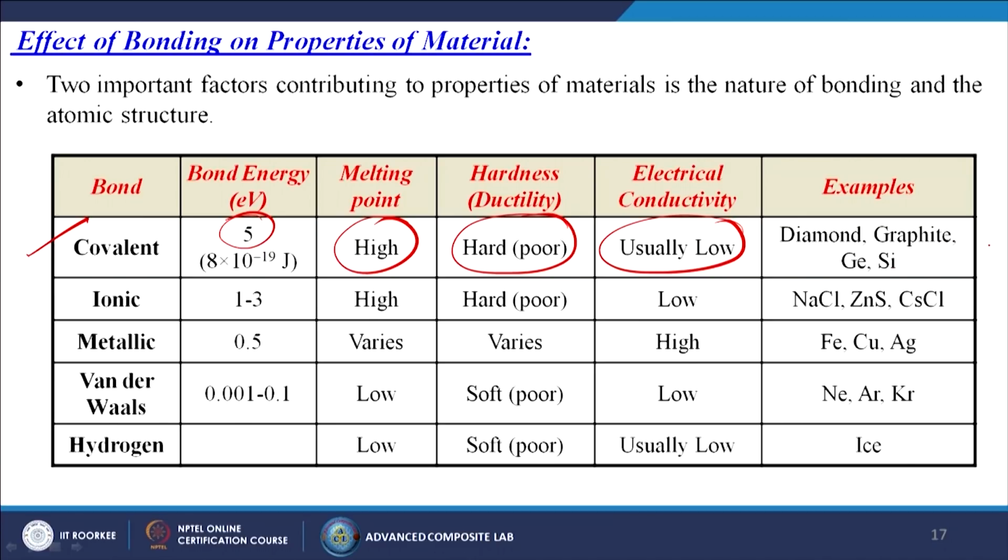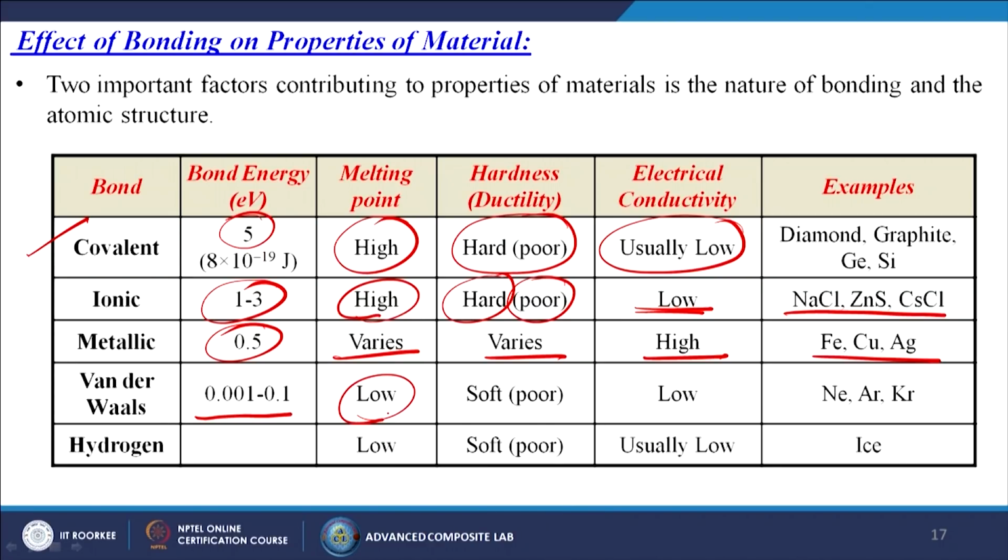Next, ionic: generally the bond energy is 1 to 3 electron volt, melting point is high, it is hard, ductility is very poor, electrical conductivity is low, like sodium chloride, zinc sulphide and CaCl. When you are talking about metallic, it is 0.5 electron volt, melting point varies, hardness also varies, and electrical conductivity is very high, like iron, copper, silver, etc. Van der Waals force varies from 0.001 to 0.1, melting point is low, hardness is soft, ductility is also very poor, electrical conductivity is also low, like neon, argon, krypton.